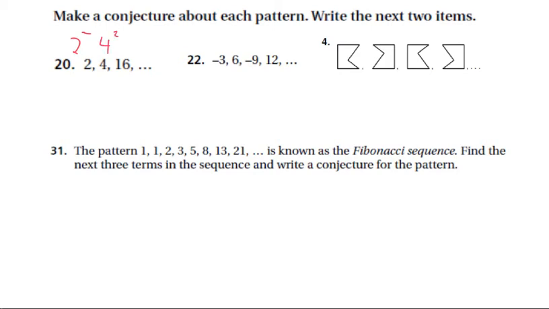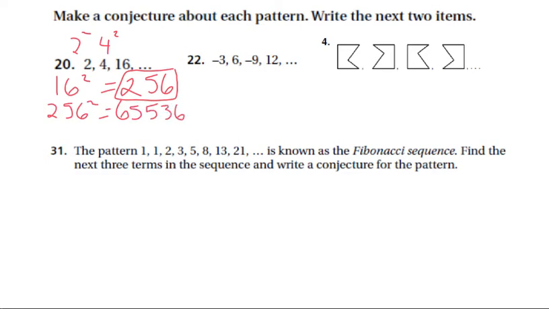So that means that we're taking the previous number and we are squaring it to find the next term. So we're going to take 16 squared, and we end up with 256. So that's the next term in the sequence. And if we did that again, 256 squared then gives us 65,536.